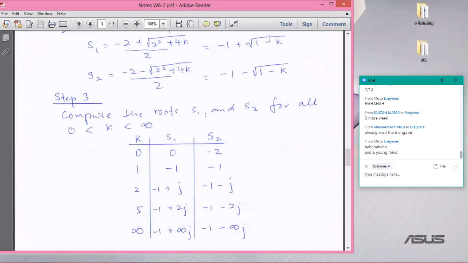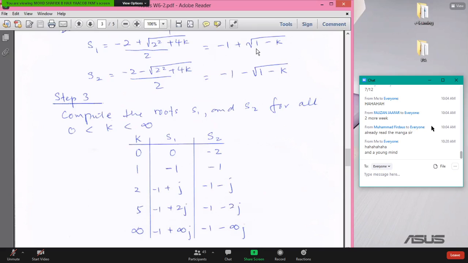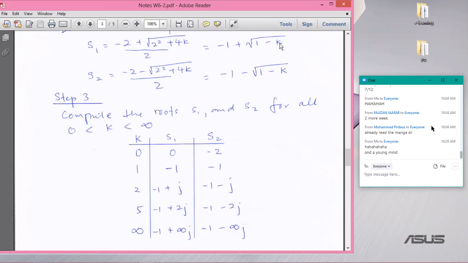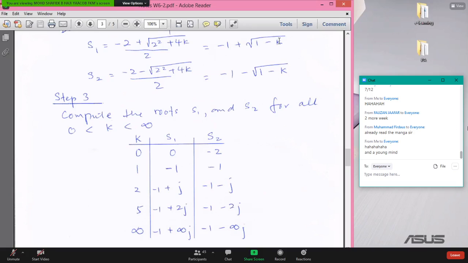Substitute k is equal to 1. 1 minus 1 is 0. Wait a minute. What am I talking about? So when k is equal to 0, minus 1 plus 1 is 0. When k is equal to 1, 1 minus 1 is 0. So the square root of 0 is 0, so you get negative 1.